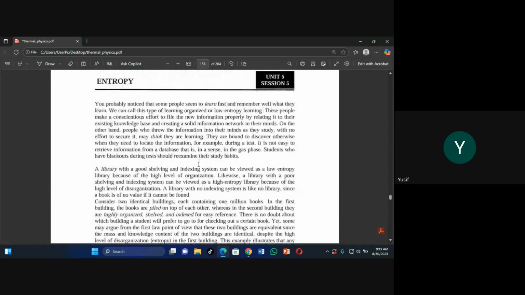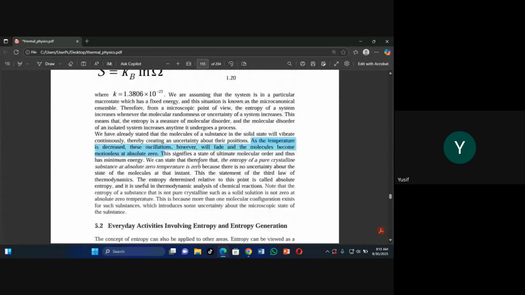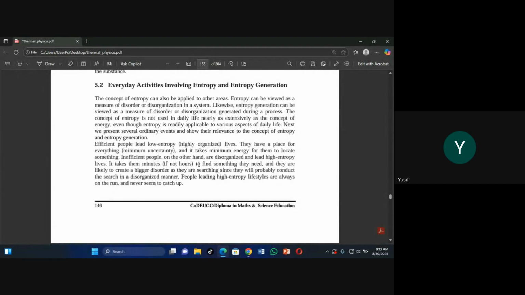Then go to everyday activity involving entropy and entropy generation. I think this is all reading. I don't know why we are doing this.